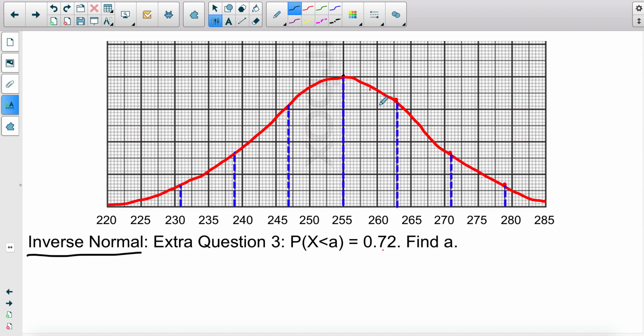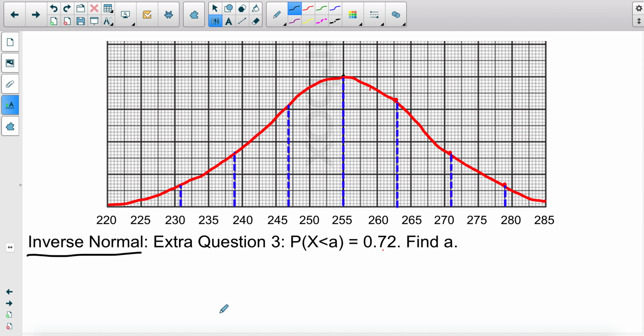Now, how do I know that it's going to be somewhere here? Well, it's because it's more than 0.5. Remember, the area less than the mean is 0.5, or 50%. And so this is going to be slightly higher, so somewhere here. And so this whole area is going to be 0.72.